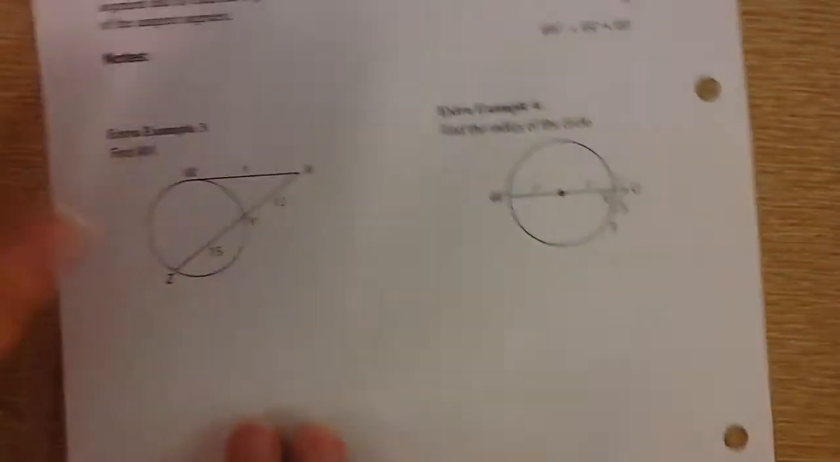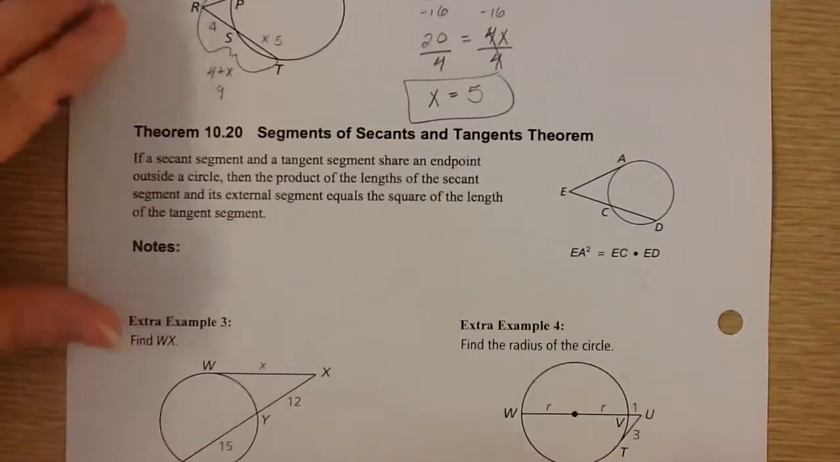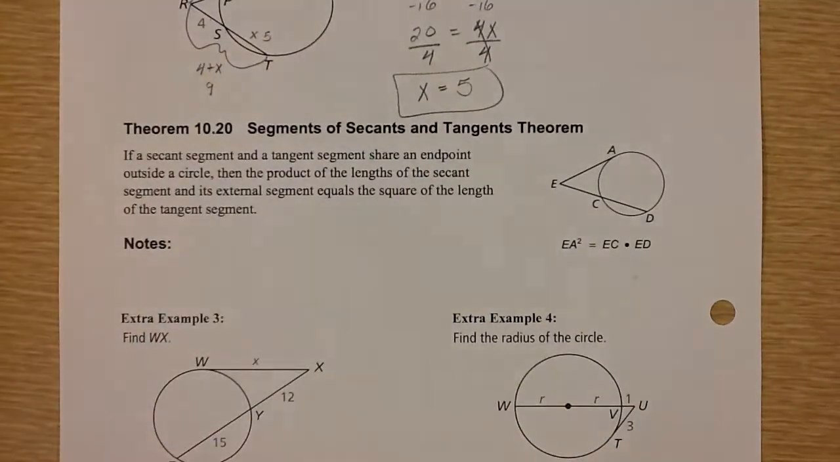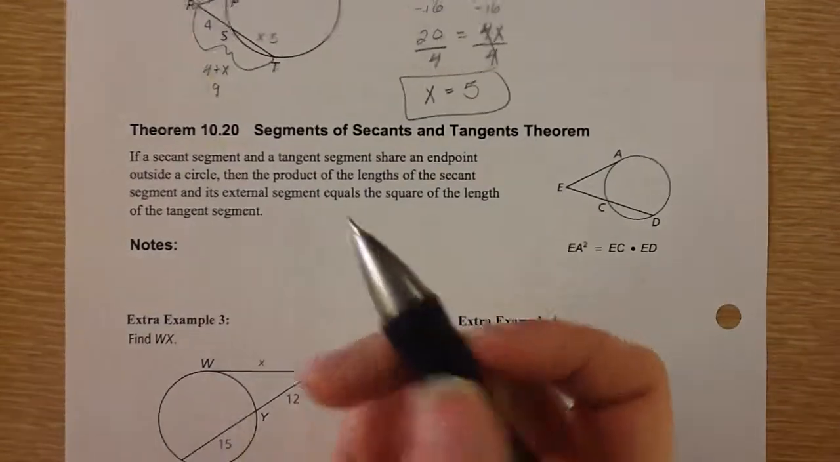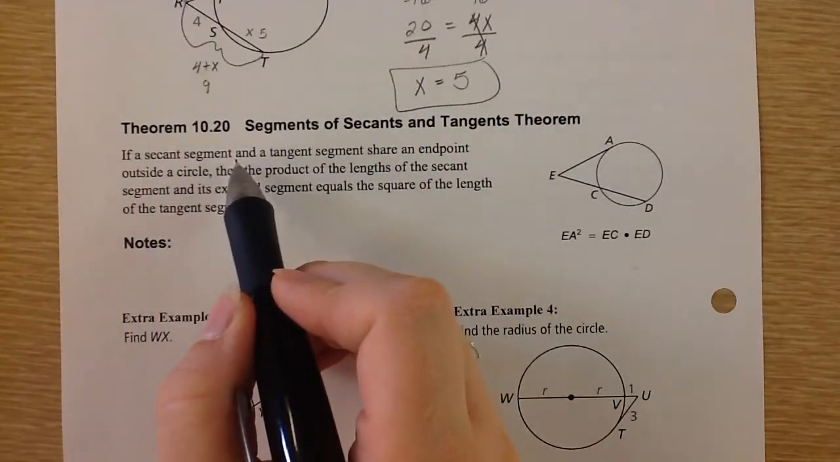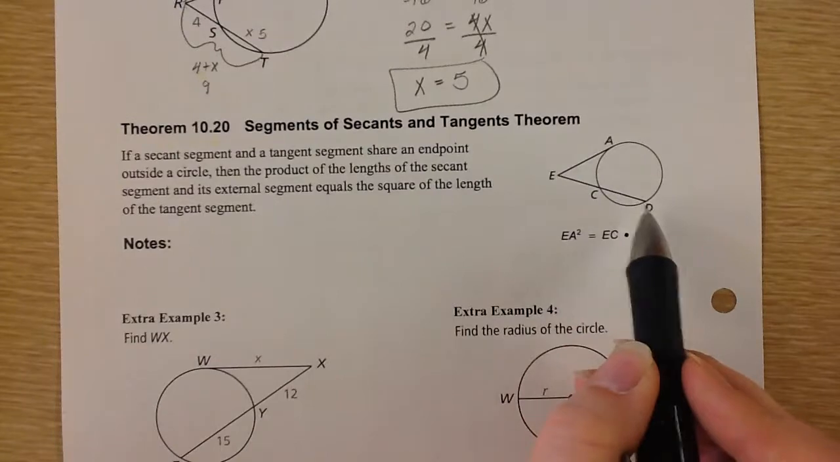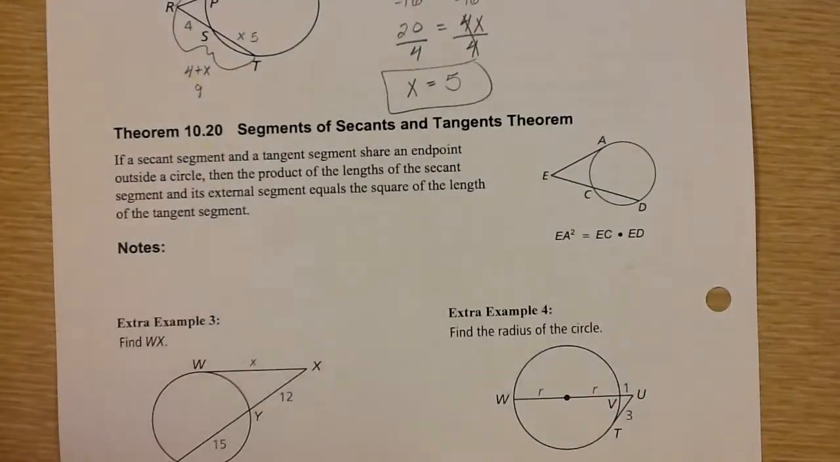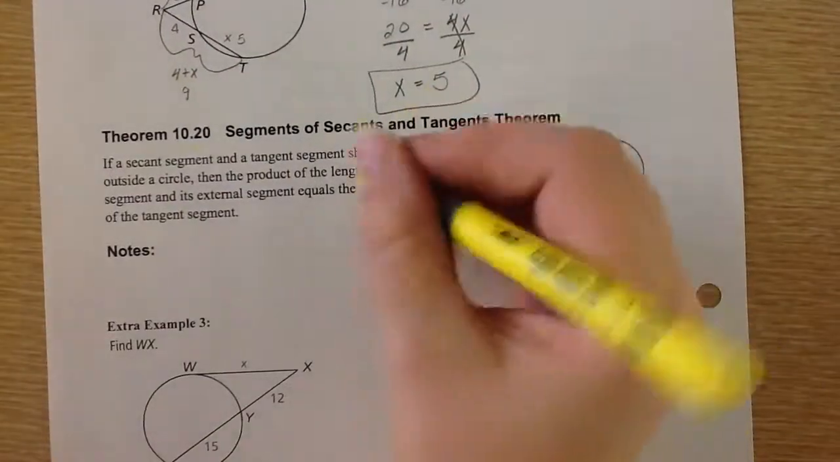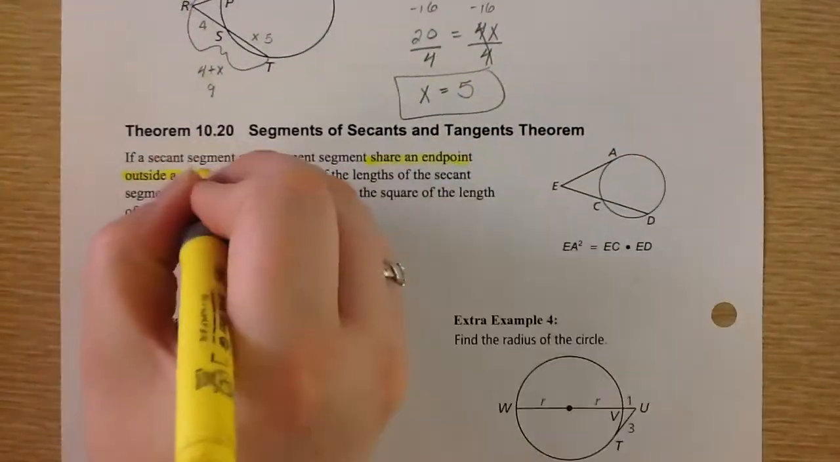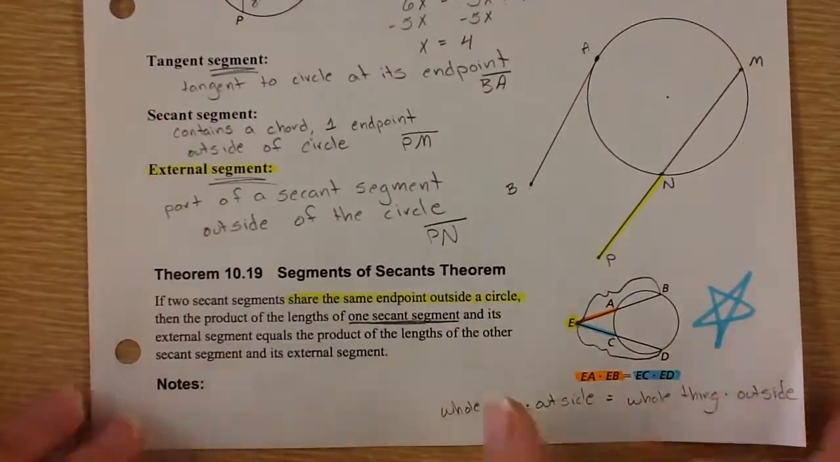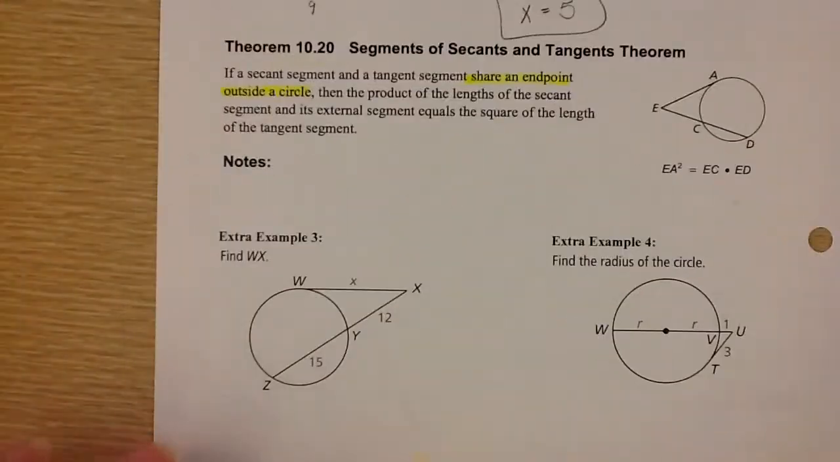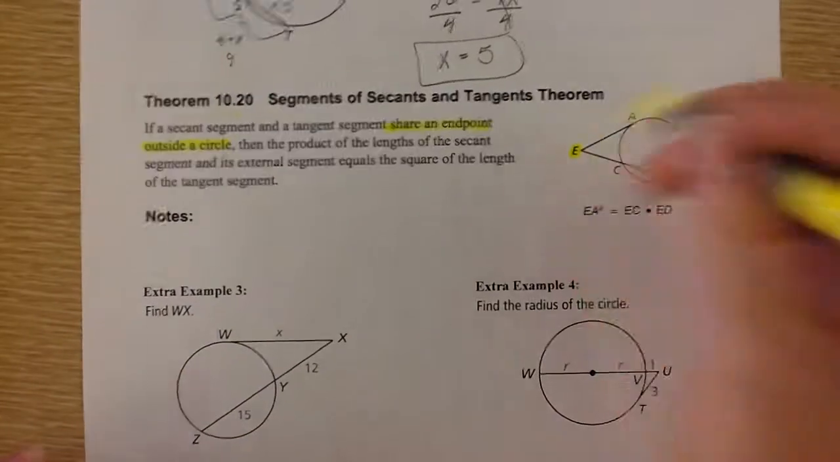Okay, so that's the same thing as this, except the whole thing and the outside are the same. So here I have a secant segment and a tangent segment. So here I have a secant and a tangent, and then they share an endpoint. Again, we still have that share an endpoint outside the circle bit, which was the same on our last theorem on the other page. So here we share the same endpoint outside a circle, this point E.